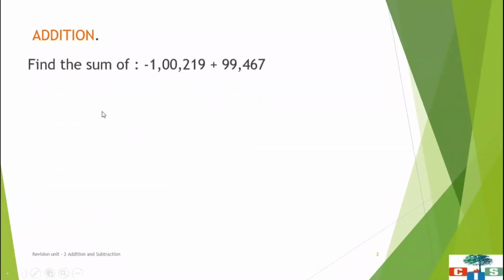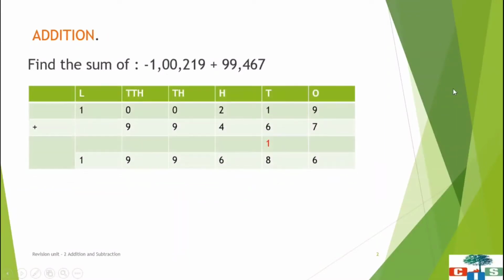We'll start with an example. Find the sum of 1,219 plus 99,467. These terms are known as addends, because we are adding these terms, and after adding we get the answer, which is known as the sum. Now for adding, first of all arrange the numbers in columns according to the place value chart.